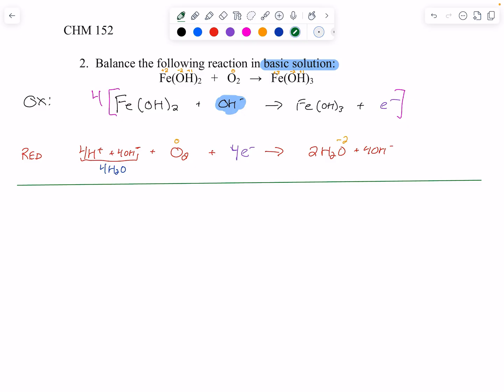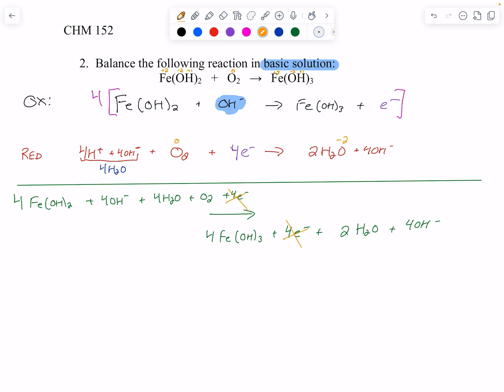All right, let's see if this works out. What do we have here? I have 4 Fe(OH)2, 4 iron 2 hydroxide, plus now 4 hydroxide, plus 4 waters, plus O2, plus 4 electrons. And then on the other side, I'm going to have 4 iron 3 hydroxides, plus 4 electrons, plus 2 waters, and 4 hydroxides. Whew. Do our electrons cancel? 4 and 4. Yes. Does anything else cancel? Well, I think so. I got hydroxide and hydroxide. I think both hydroxides are gone. Then waters, we have 2 waters here, and I'm left with 2 waters there. I think that's it. Let's try it.